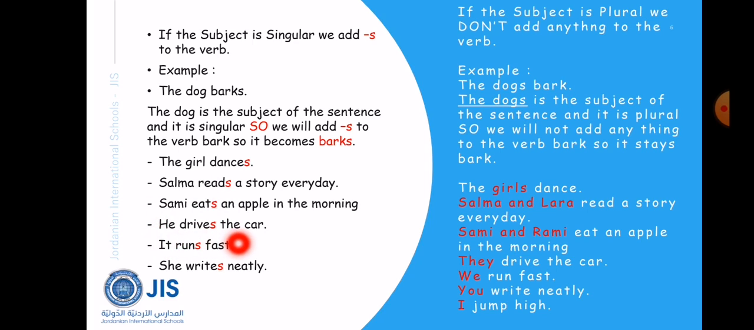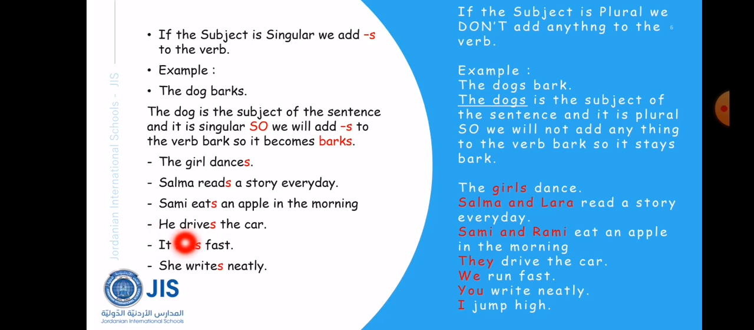Let's look at this sentence. He drives the car. Where is the subject of the sentence? He. Super. Singular or plural? Singular. What do I add to the verb? S. So he drives. Not drive. He drives. Excellent, teacher. Let's go to the next sentence.